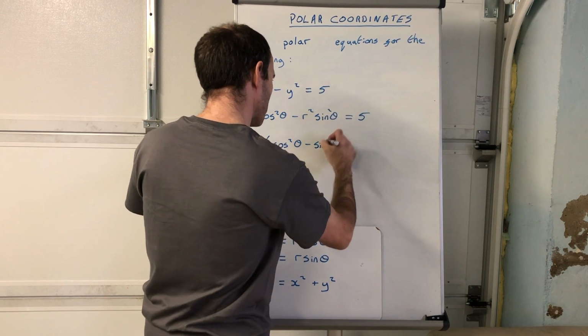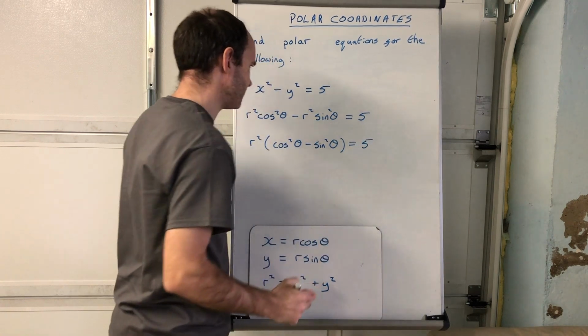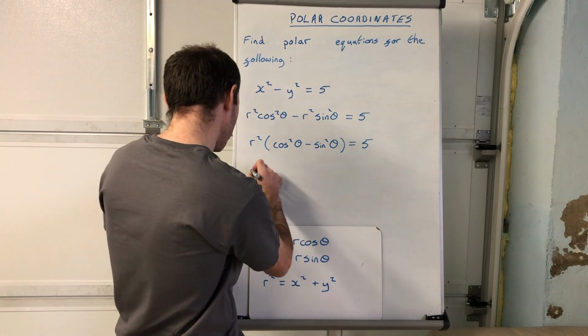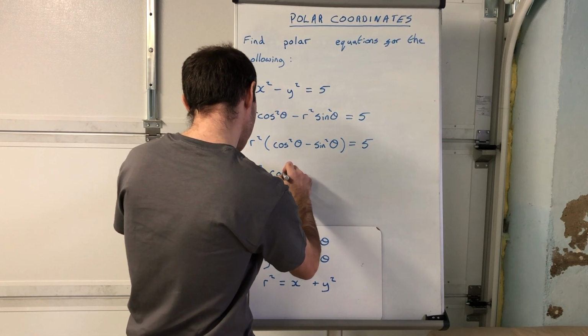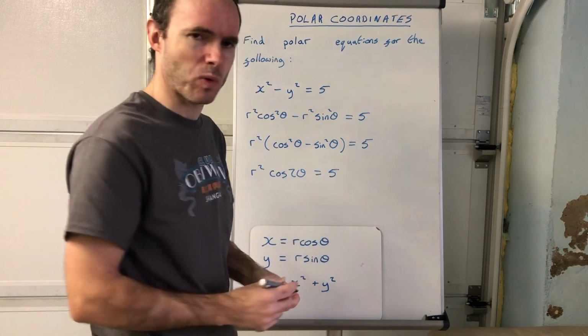whoops, there's a square that went missing somewhere. Sine squared theta is equal to 5, okay? And do you notice what the identity for that is? Hopefully you do. That is the same as cosine 2 theta, isn't it? Okay, so you can see how we just simplified that quite a lot.